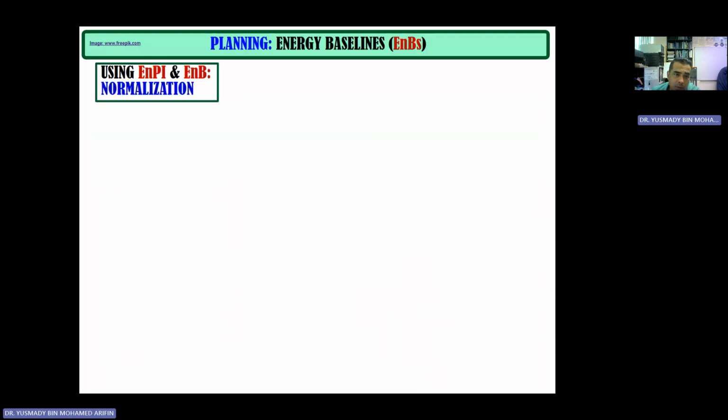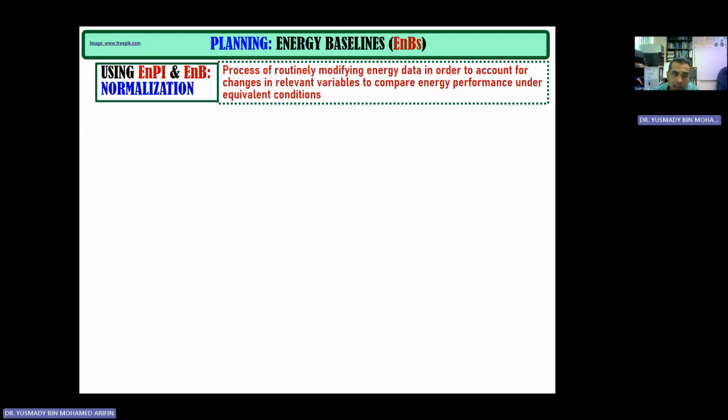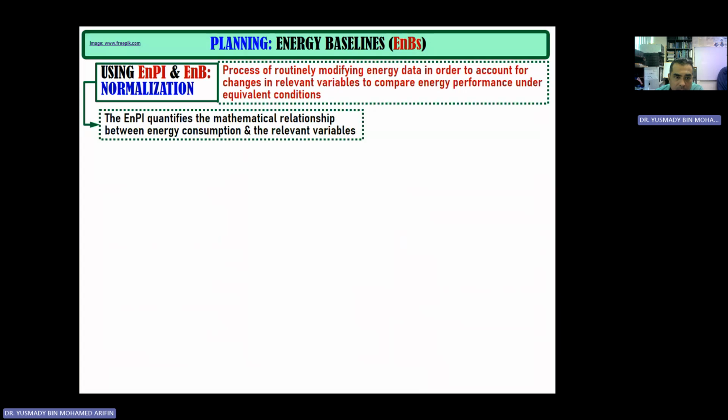Okay, what is normalization? Normalization is the process of routinely modifying energy data in order to account for changes in relevant variables, to compare energy performance under equivalent conditions. So the EnPI quantifies the mathematical relationship between energy consumption and the relevant variables. Normally we will use linear regression.